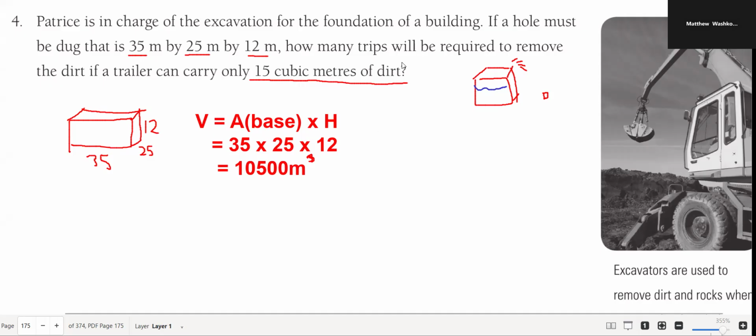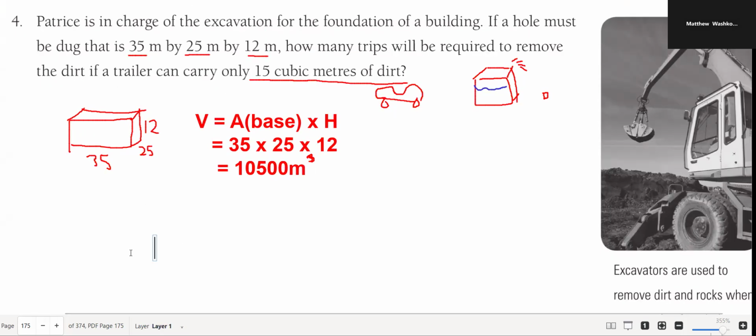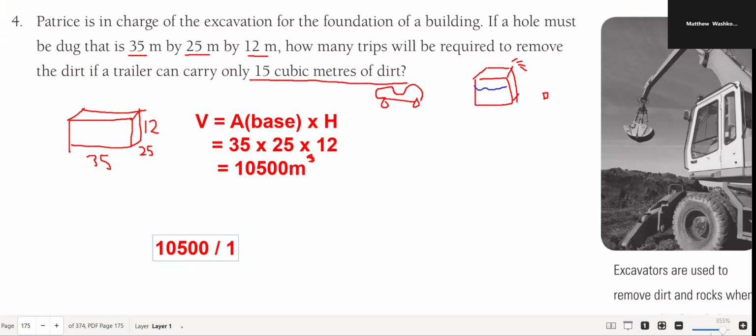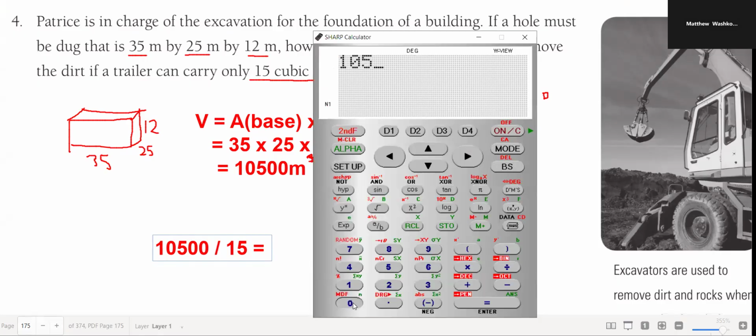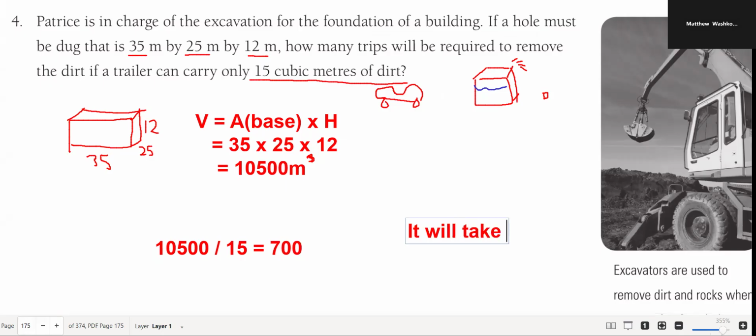So I've done one, but I'm not done yet, because the question doesn't ask me to find the volume. It asks me, how much dirt do I have to take out of here? If my little tiny truck can only carry so much dirt, how do I figure this out? Well, if this is how much dirt I have, why can I not just divide it by 15? This is how much dirt there is. If I get 15 per trip, this is going to tell me how many trips. Divided by 15, 700. It's going to take 700 trips.